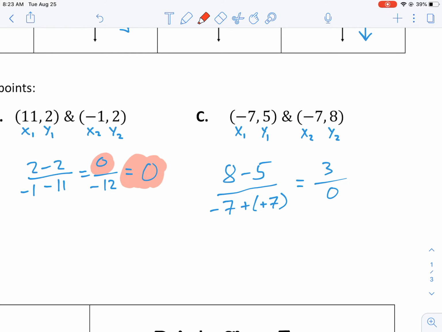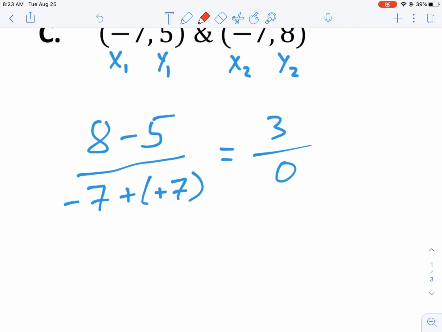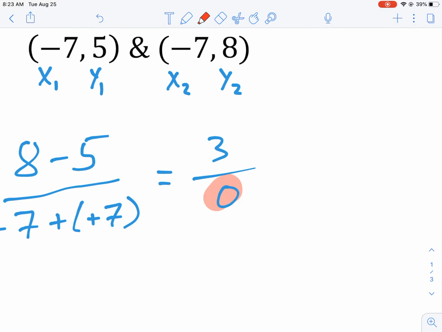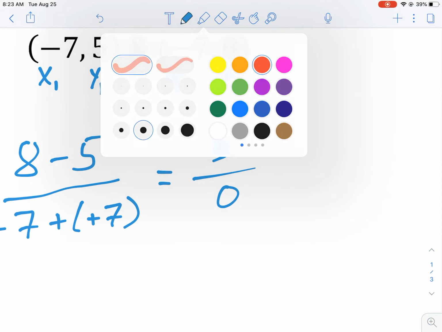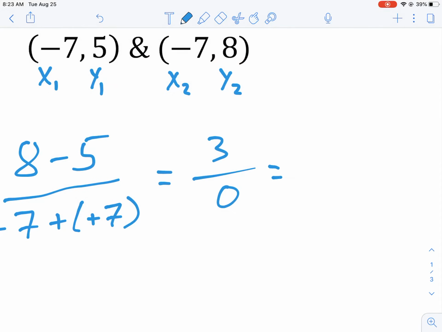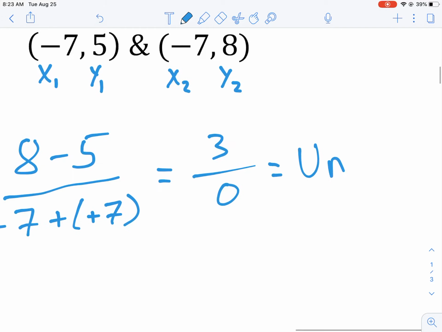With the 0 is on top, 0 divided by any number is 0. But over here, this time it's 3 divided by 0. So how many times does 0 go into 3, right? You can't calculate that infinite number of times. So this is where we say the slope is undefined, all right?